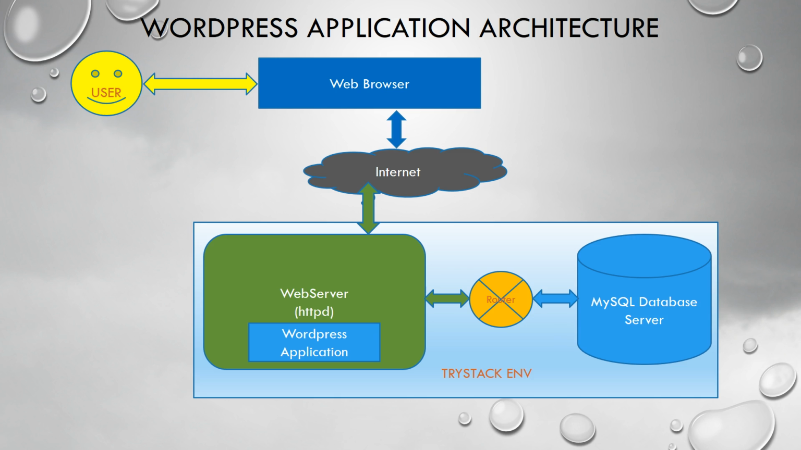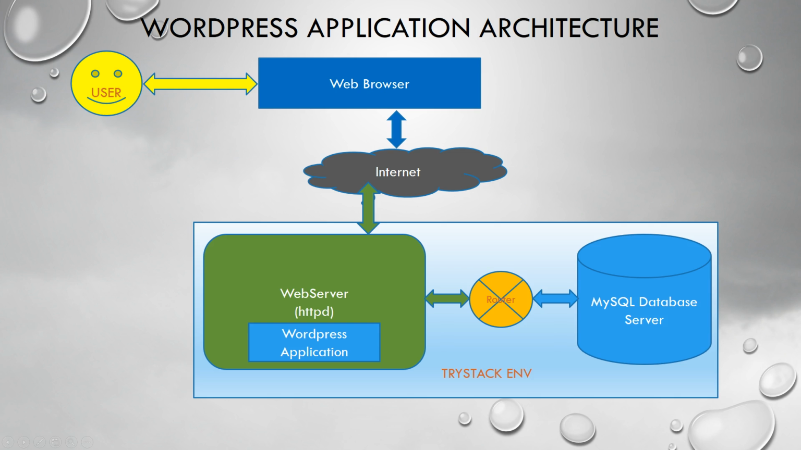So here in the WordPress application, there will be a web component that will be exposed to the internet, and that will be accessed by the web browser. And internally, there will be an application logic component that will be connected to the MySQL database server through an internal network. Okay, and that's all about it, and that's the architecture.